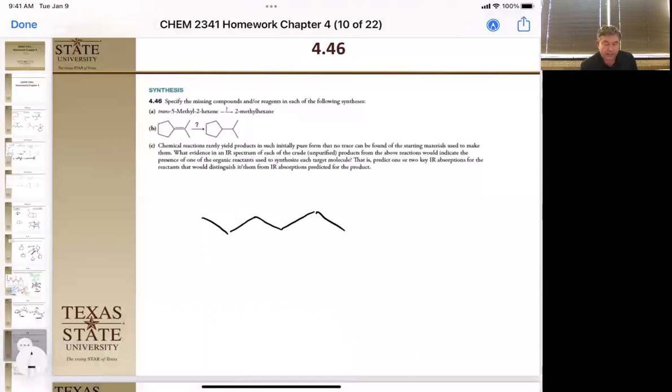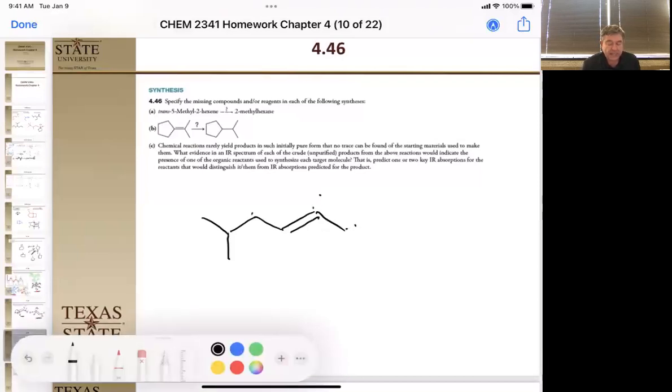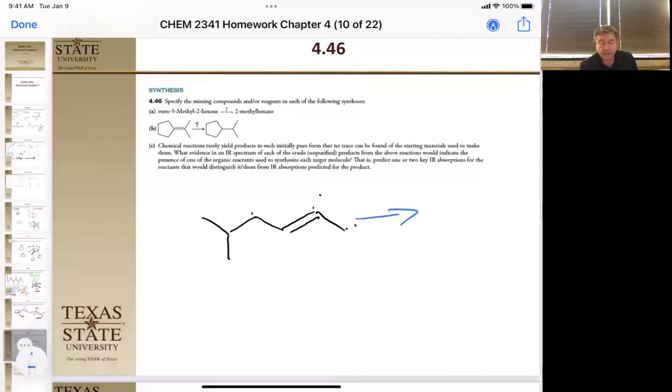We want trans, so we're going to do 2. This is 1, 2. That's our hexene, and it is in our trans configuration. And then we are going to put a 5. 1, 2, 3, 4, 5. A methyl, and we're going to reduce that. We're going to react that with something to get to methyl hexane, which is going to be that.